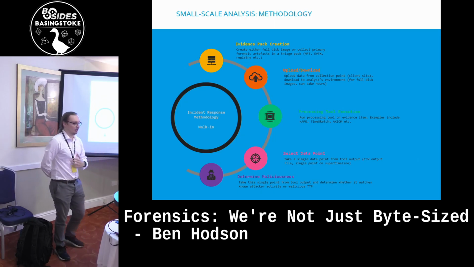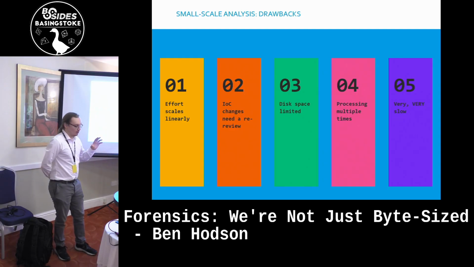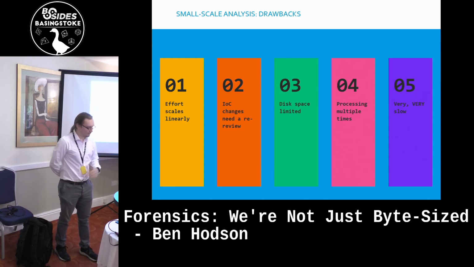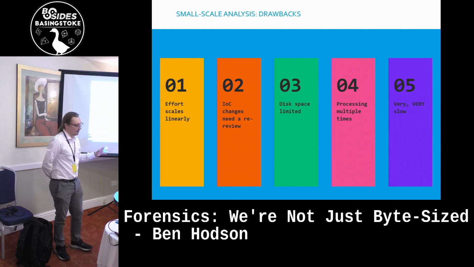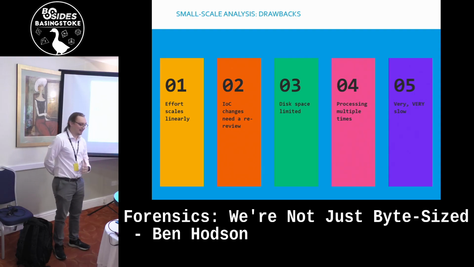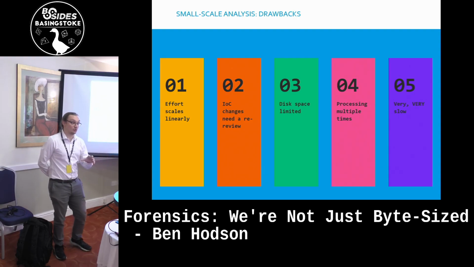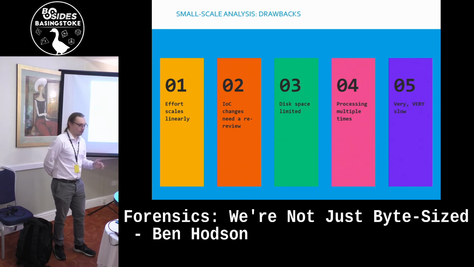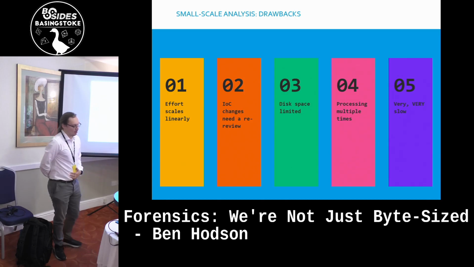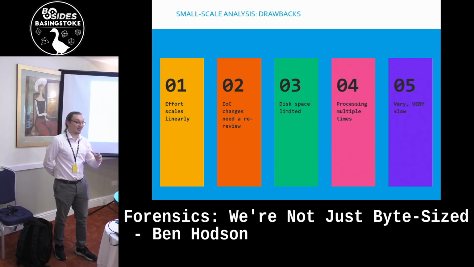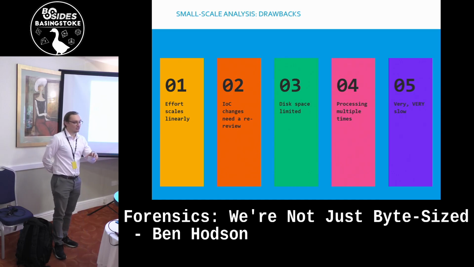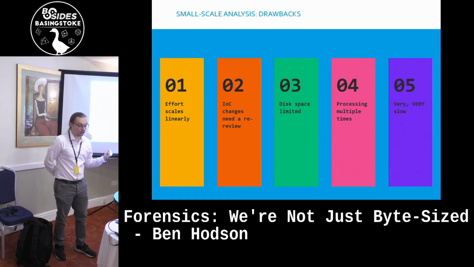So that's great if you've got one box. If you're in a police setting or a law enforcement setting, that's great. But there are some drawbacks with it. First drawback: effort scales linearly with the amount of evidence items you have. You have one host, it's going to take you a tenth of the time that 10 does. And also, if we have any changes in IOCs or attack TTPs during that analysis, we've got to go back to the boxes we've already looked at.